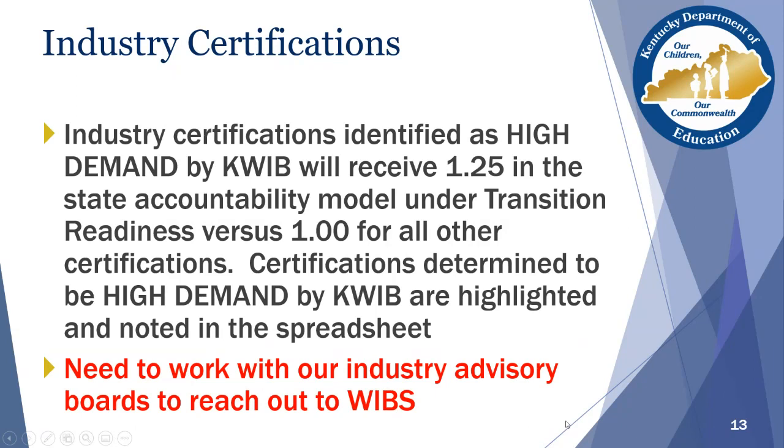So here you'll understand a little bit more what high demand means. So if the KWIB deems an industry cert on an annual basis as a high demand industry cert, your school would actually receive 1.25 points in the accountability model versus 1 out of 1 for all other certifications that are not high demand. Those are determined by KWIB, and usually it's the industry reaching out to those WIB boards saying this is a certification that we value.